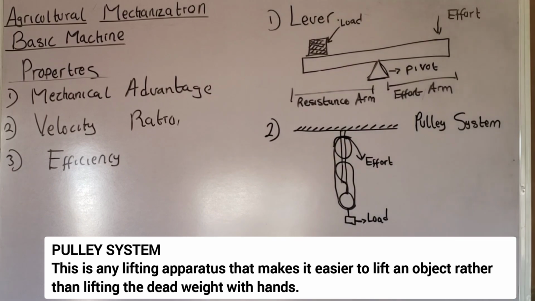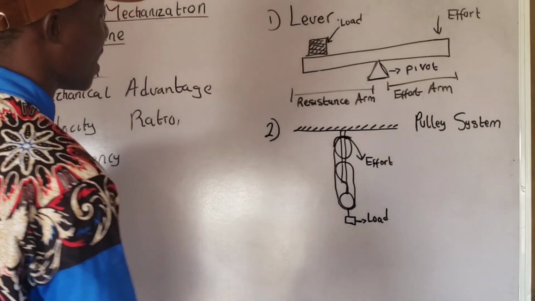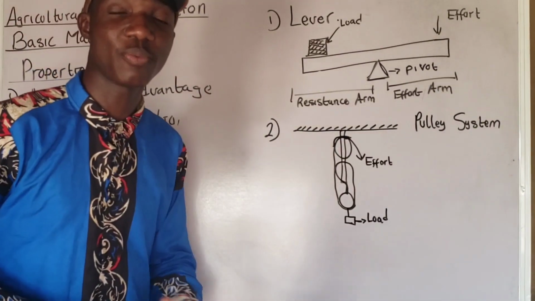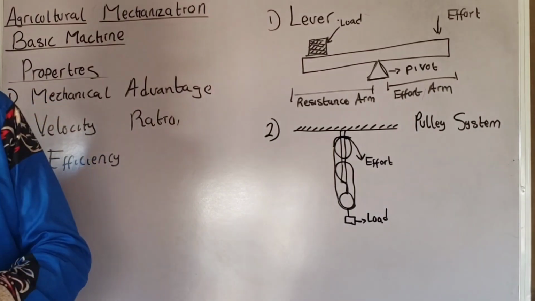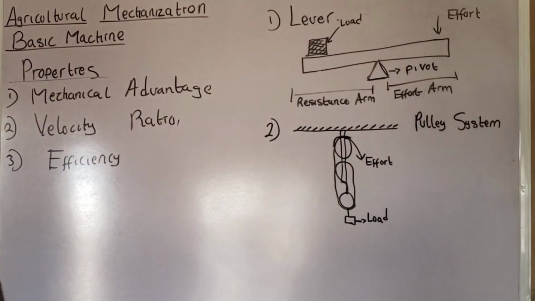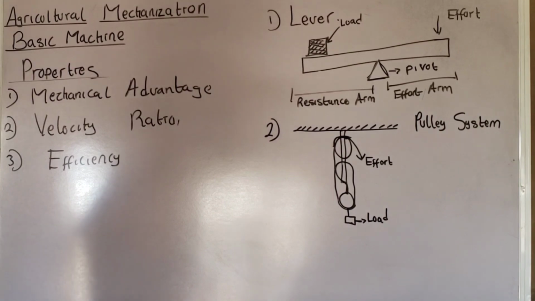Let's say you want to lift a block of 100 kilograms. You can easily lift the block using the pulley system. Any system that aids in lifting an object rather than lifting the dead weight of the object using your hands, that is what we refer to as a pulley system.